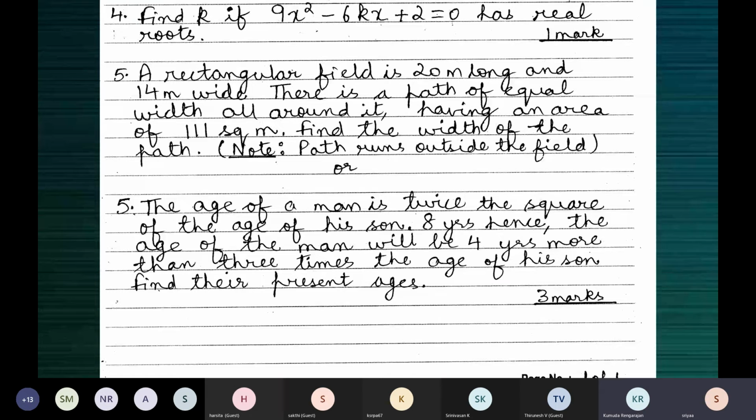Ma'am, which fifth question, ma'am? Ma'am, which one 5? Oh, sorry. Because at 5, the first one will take a long time to solve. Might take a little longer to solve. So we'll do this one. Sorry, 5, the last one on the screen. This one. The age of a man is twice the square of the age of a son.